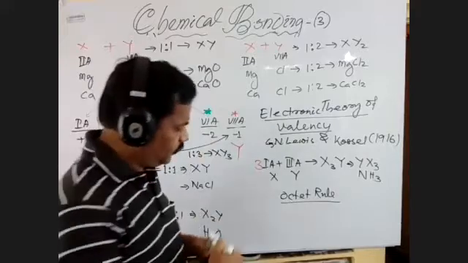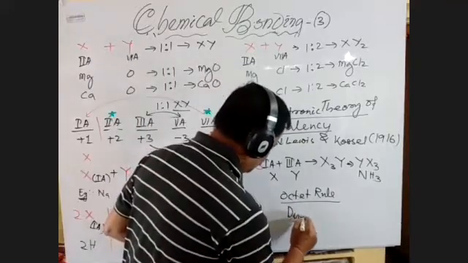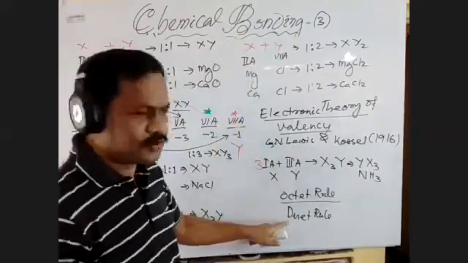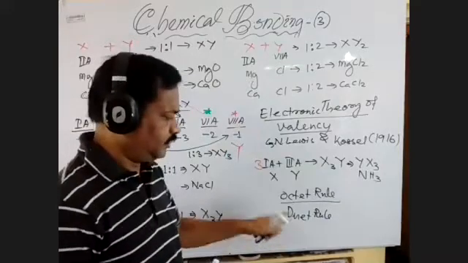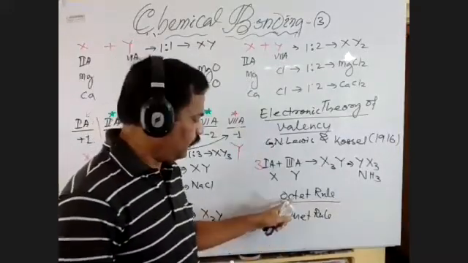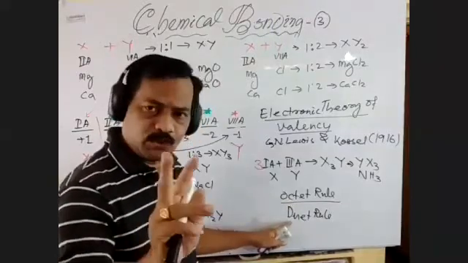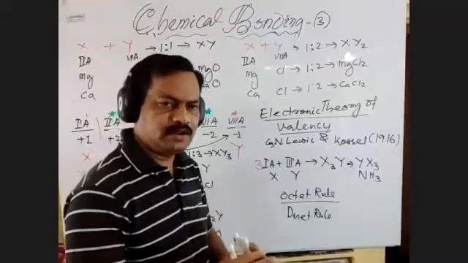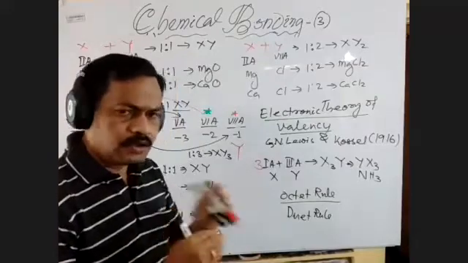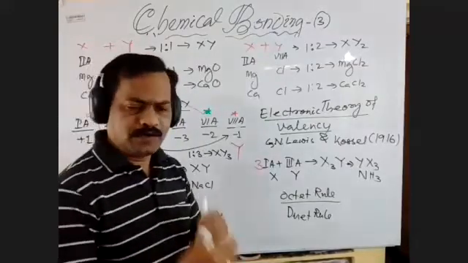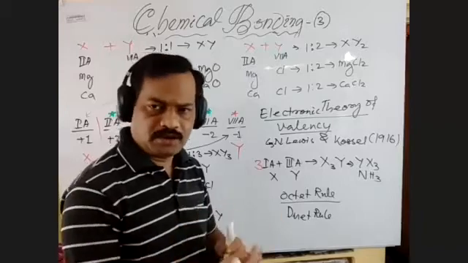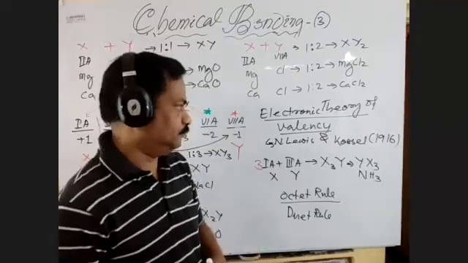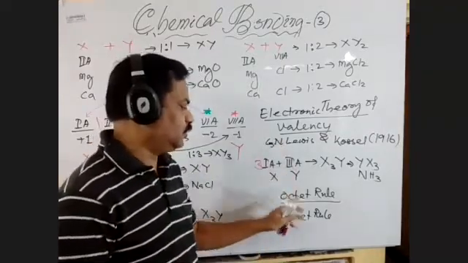Somewhere we also call it the duet rule, like in the case of helium. Octet means 8, duet means 2. That's why the main rule is called the octet rule. So every element has a tendency to attain stability, or the nearest inert gas configuration, by either losing electrons or gaining electrons according to their capacity. This rule we call the octet rule.